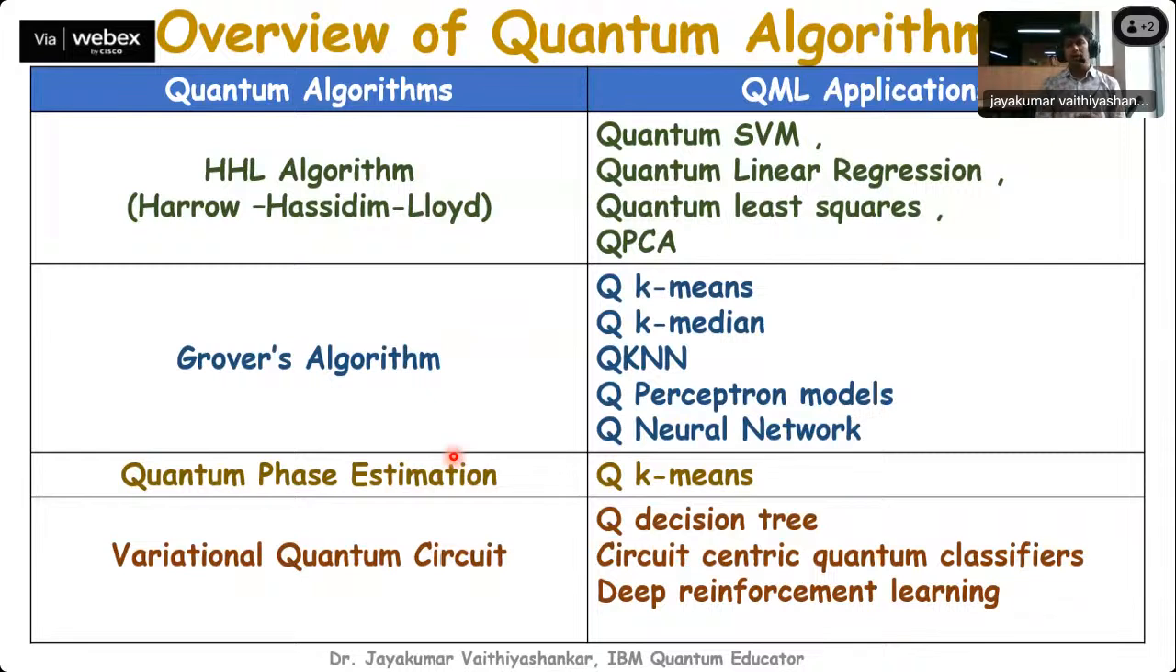Again, I classified the important quantum algorithms; maybe in QT-03 or QT-04 we will be able to cover all these algorithms. All these algorithms have respective QML applications. So this is a rough idea.